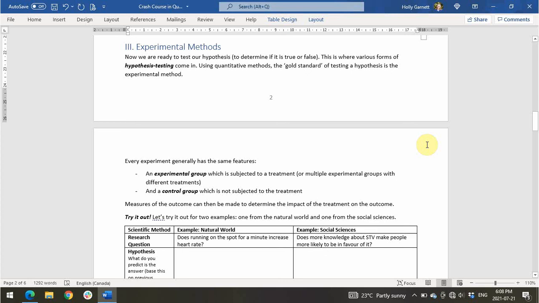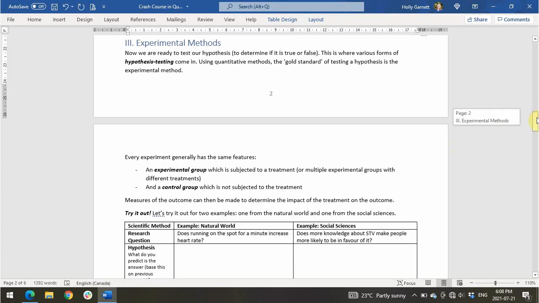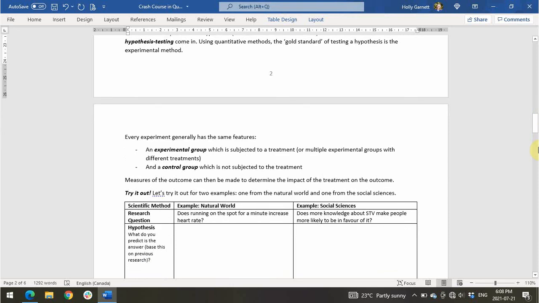And I might be saying something that will get some debate, but I would probably say that in the quantitative methods, the gold standard of testing the hypothesis would be an experimental method. Okay, so an experiment generally has the same features. So there's going to be an experimental group, which is a randomly selected group of individuals, which is subjected to a treatment, and a control group, which is not subjected to that treatment.